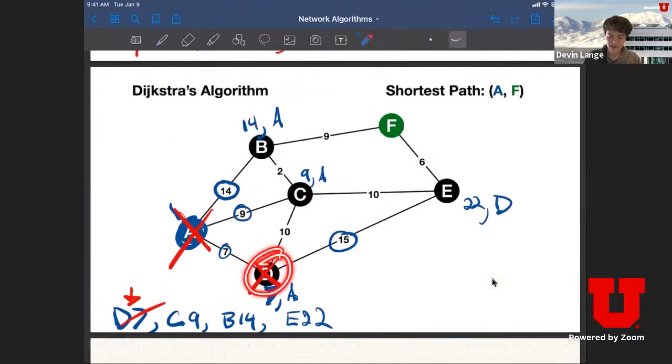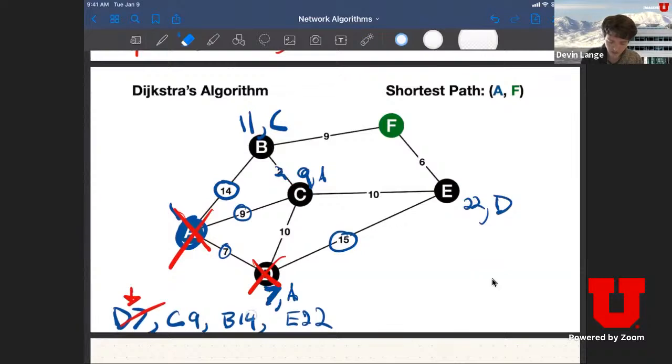We ignore this neighbor of C because it's crossed out. So we have these two to check. So let's look at the relationship from C to B first. If we look at this, we see the distance so far is 9. If we add 2, it becomes 11. And this value of 11 is less than 14. So we actually go and update the values here. So now the best distance to this node is 11. And now this would be coming from node C.